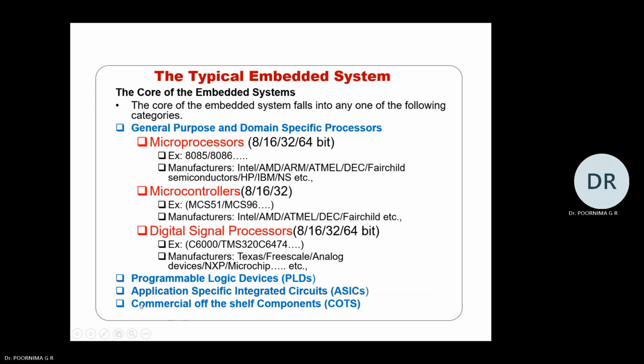The embedded system can also use commercial off-the-shelf components.